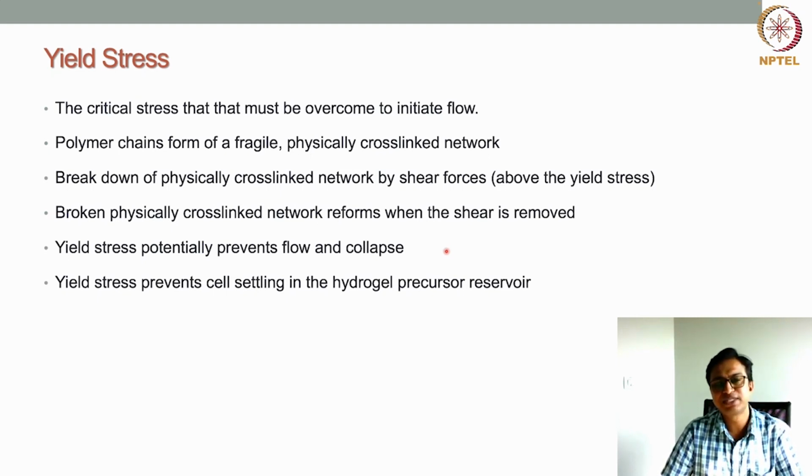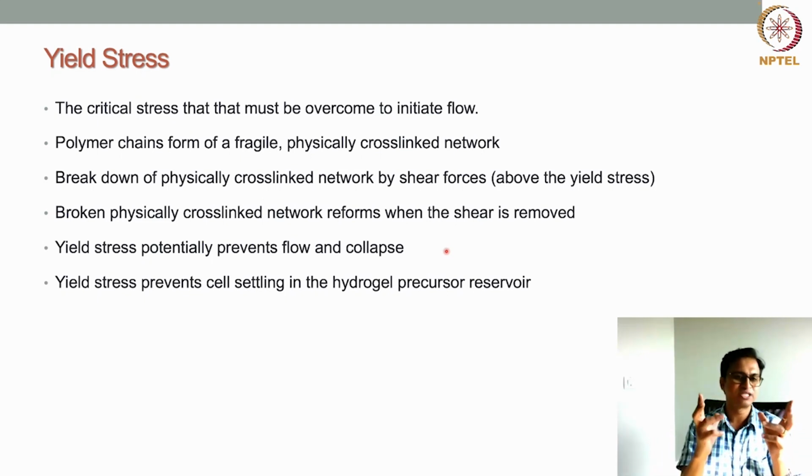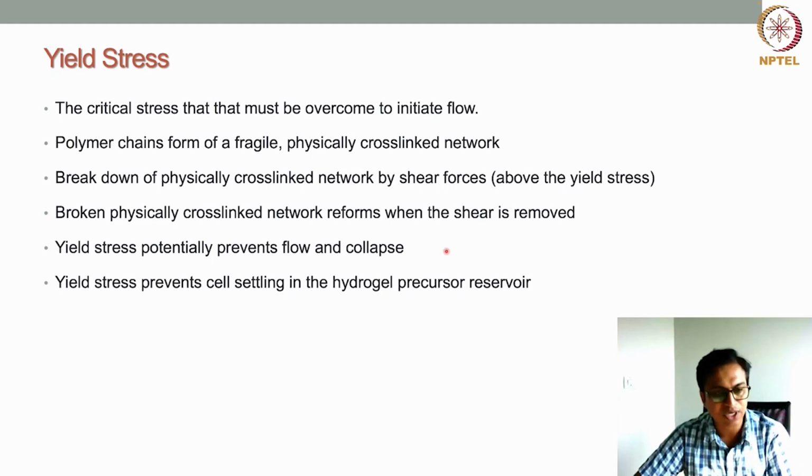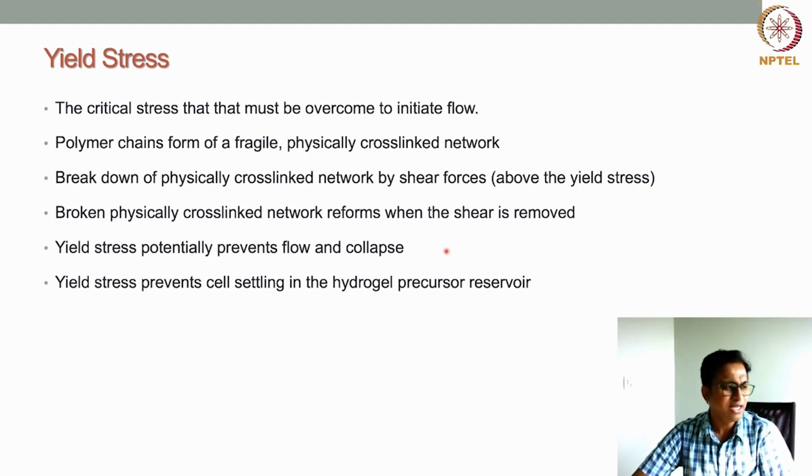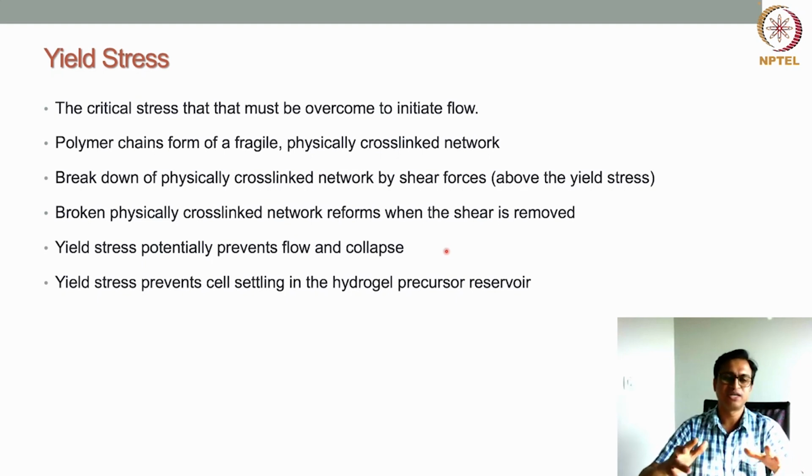Another thing, yield stress prevents cell settling in the hydrogel precursor solution. If the material has yield stress, it typically has physically cross-linked structures, so it holds the cells together at their respective places, and the cells will not settle down. That can happen with low viscous material, but if the material also has a certain yield stress, it will prevent cell settling. So the cells can be homogeneously distributed. They will not settle at the bottom of the hydrogel precursor solution.